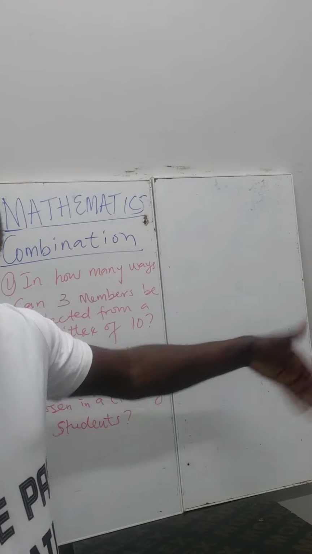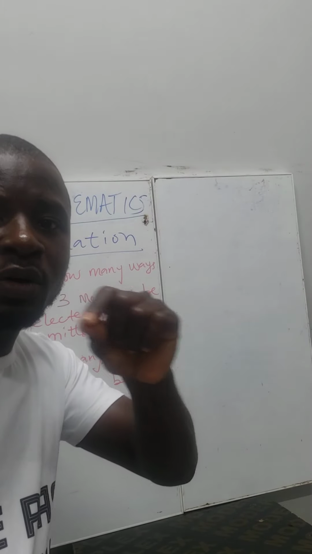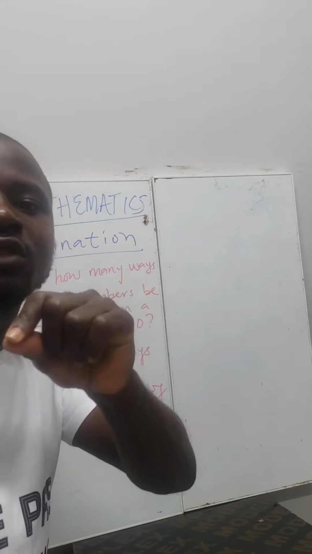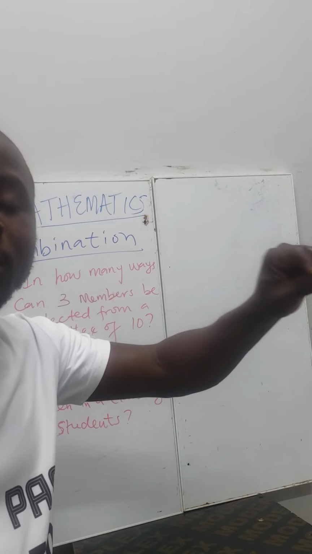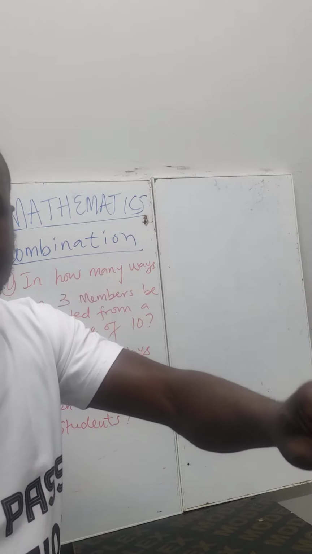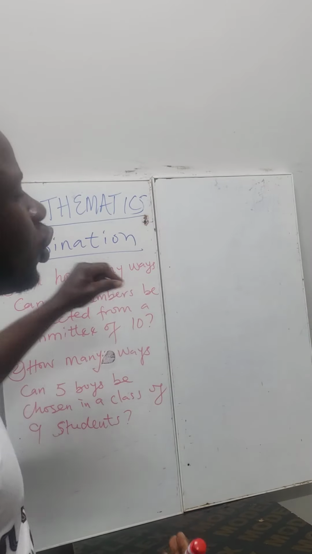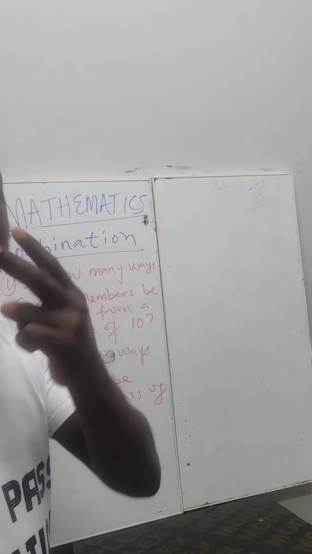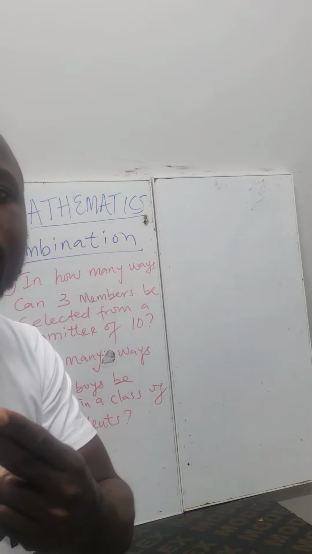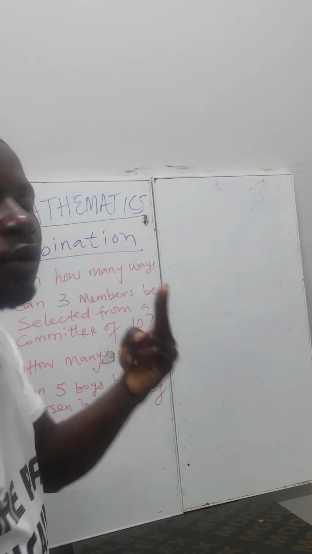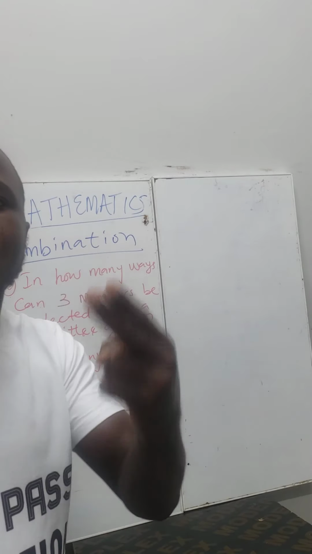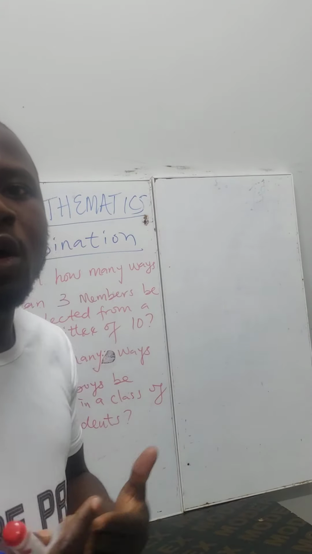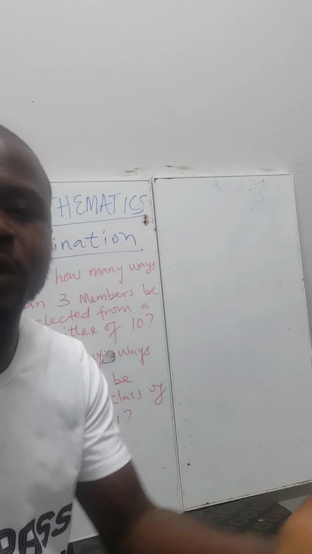Permutation is all about arrangement. When you come across arrange, how many ways can something be arranged, that is permutation, arrangement. But for combination, you have two words to identify combination. When you come across selected, how many ways can something be selected, or how many ways can something be chosen?